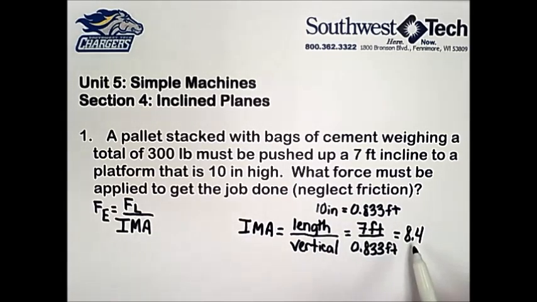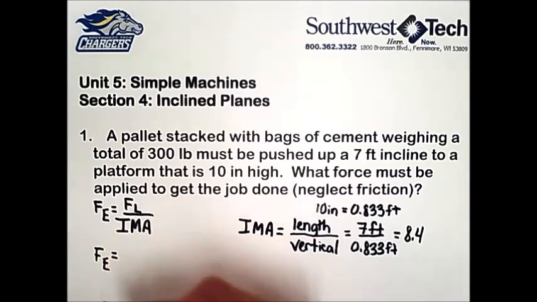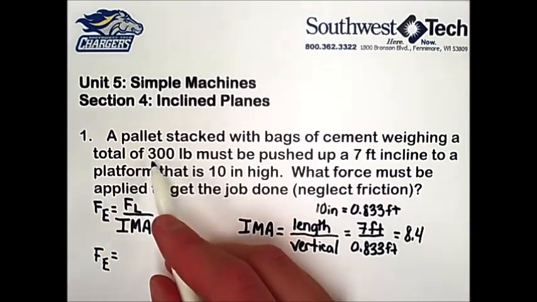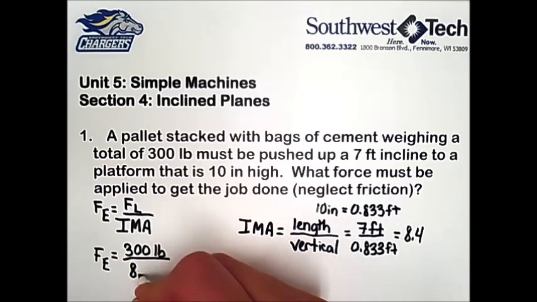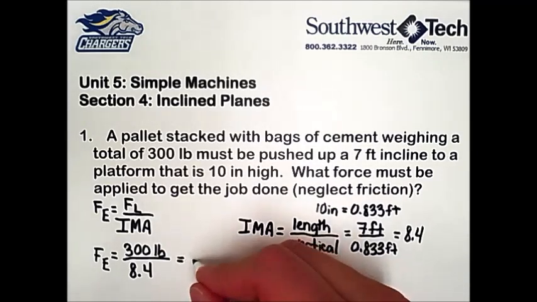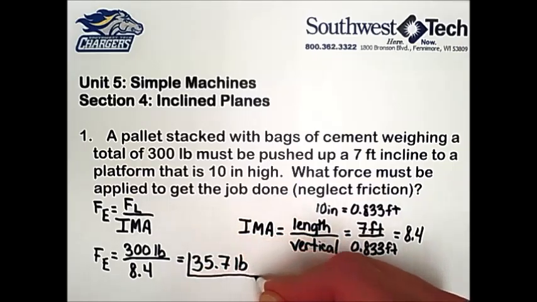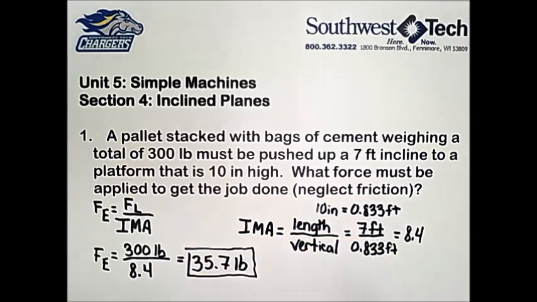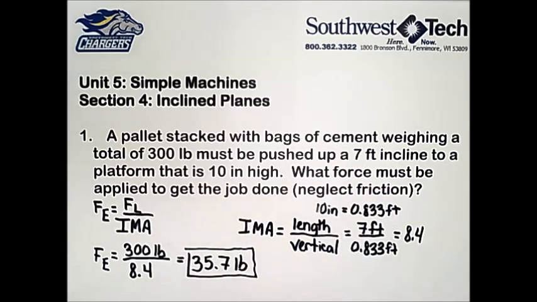So now this ideal mechanical advantage, we can substitute in our equation for the effort force. So our effort force is equal to the load force, which is how much the total load weighs, which is 300 pounds, divided by our ideal mechanical advantage, which we just found to be 8.4. We end up with an effort force of approximately 35.7 pounds that must be applied to this load in order to push it up the 7-foot long incline of a vertical height of 10 inches.